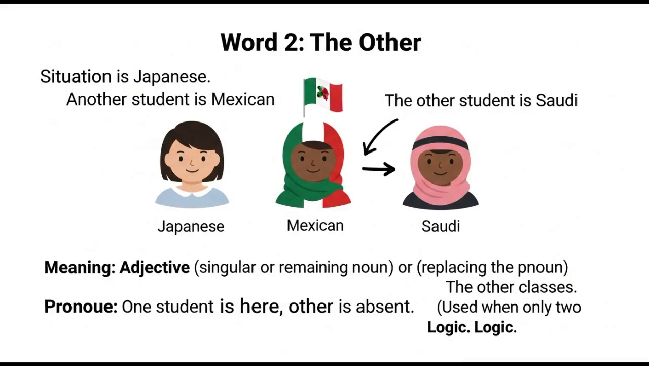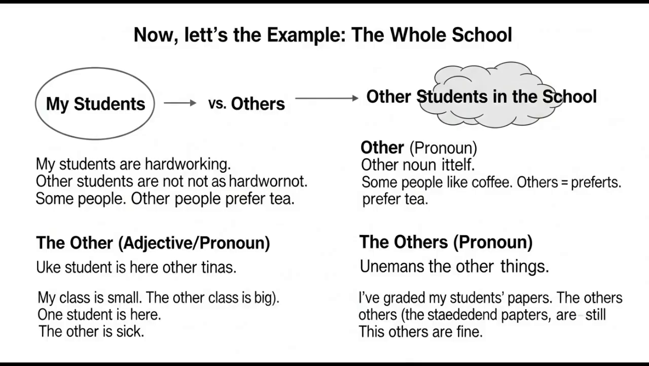Okay, so now I have my 3 students. Now I want to talk about my whole class, okay? My students are very hardworking. Other students, meaning in other classes, they don't work as hard as my students. But that's a good thing, right, for me? So I have my students. There are other students in other classes. The others, now I'm talking specifically about those students. So now I'm talking about the others. The others means the other students. Here, I used the other as an adjective, and I used the others as a noun. Very important to remember the difference.